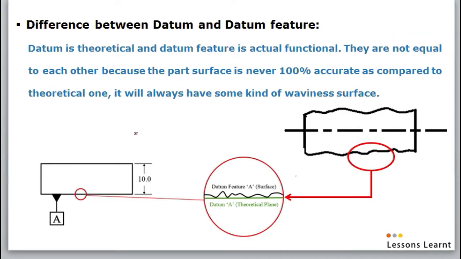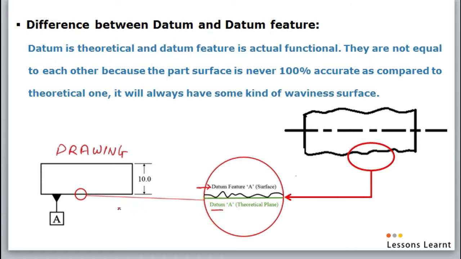So what is the difference between datum and datum feature? Here we can see an image. This side image is actually the drawing view. This is a block and a datum is applied to this bottom surface. In detail if you see, there is some sort of waviness on this surface. This waviness is the datum feature, and the bottom straight line is the datum.